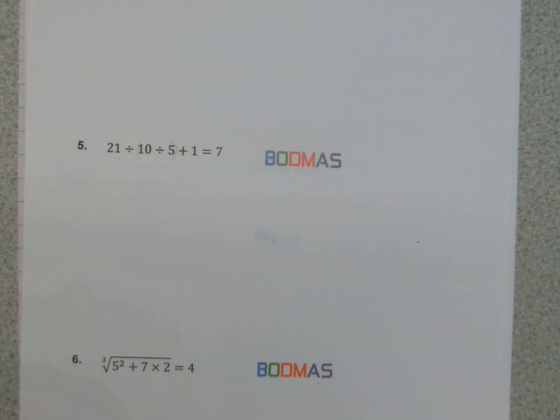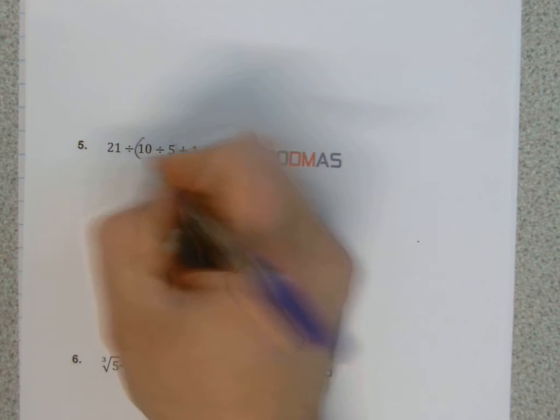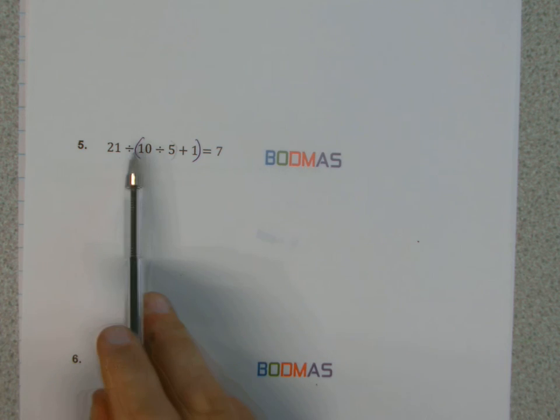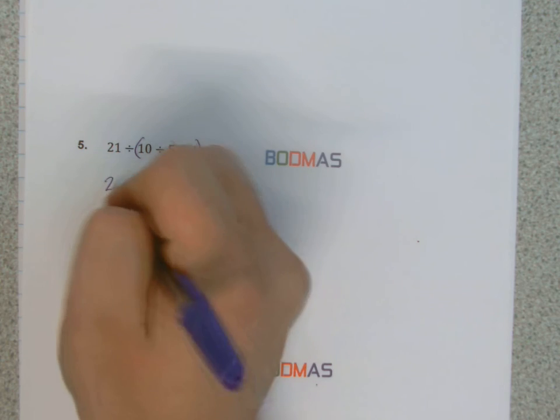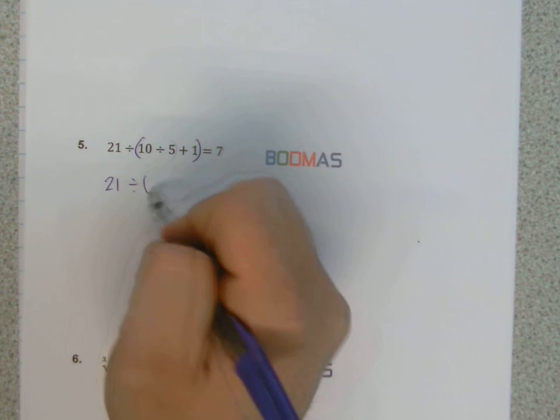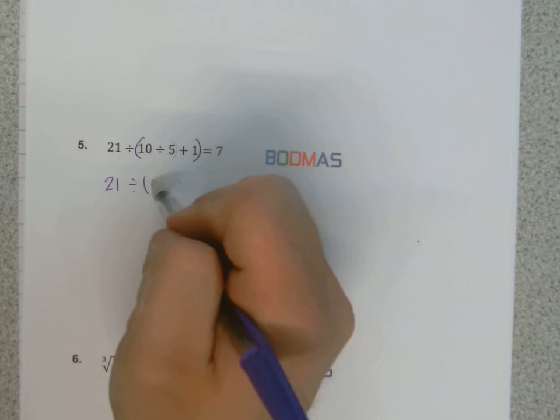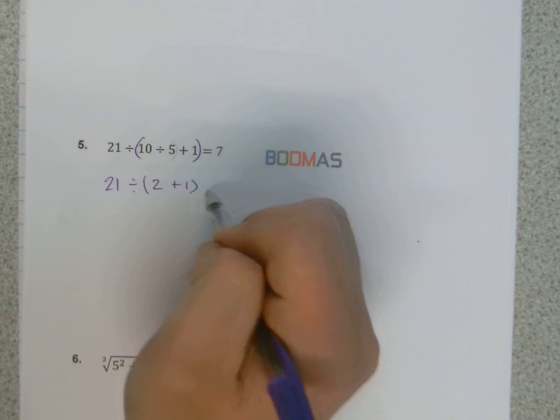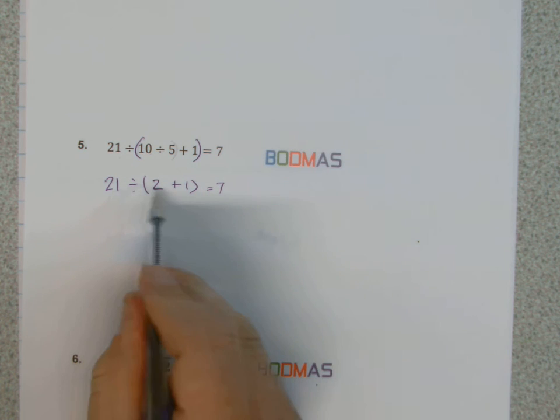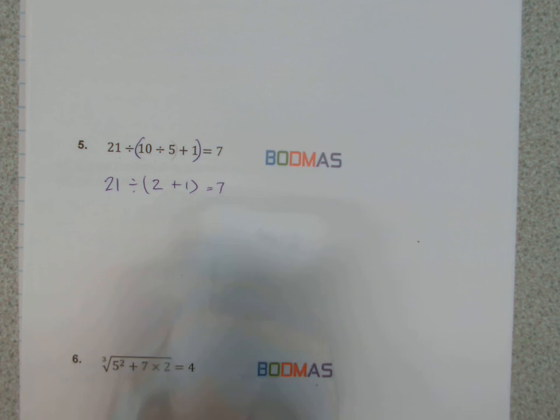Now, the bracket doesn't have to just go around 2 terms. It could go around 3 terms. And in this case, if I put it around there and there, you get 21. And in that bracket, you'd work that out to be 10 divided by 5 is 2, plus the 1. And it works out because 21 divided by 3 equals 7.